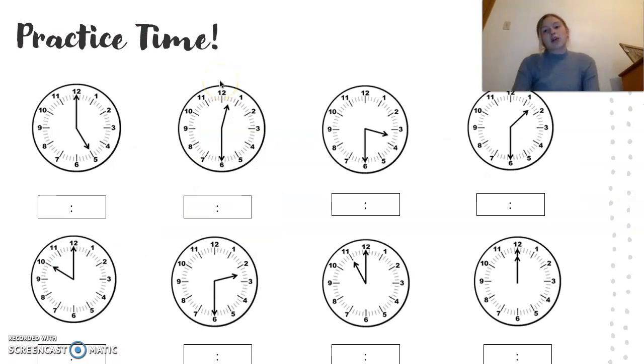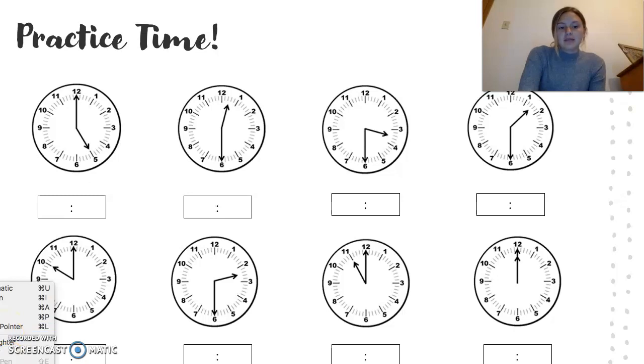So we're going to do some practice right now, and this is just going to help us see what we know, and it's okay to get some wrong. So I'm going to have you guys take out a piece of paper. This worksheet I actually have for you. We'll take that out, and I'll wait for you guys to get that ready.